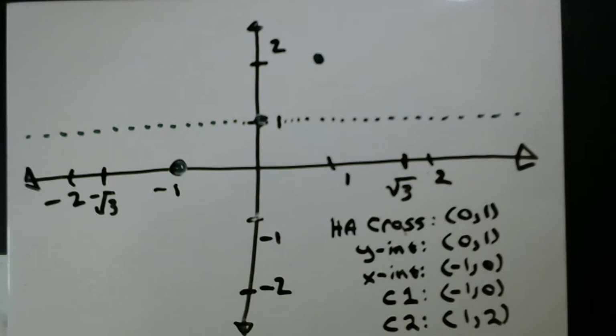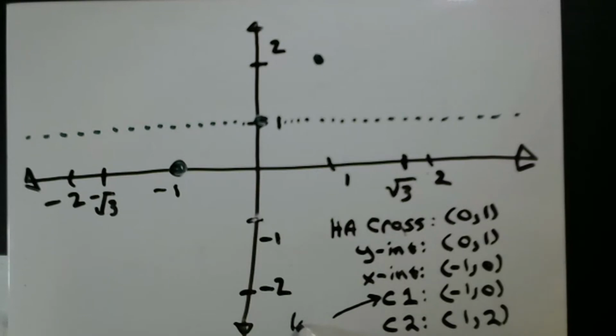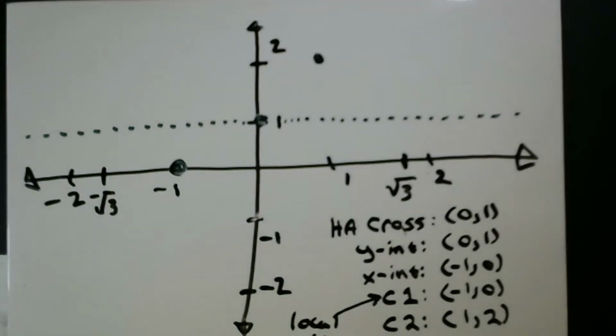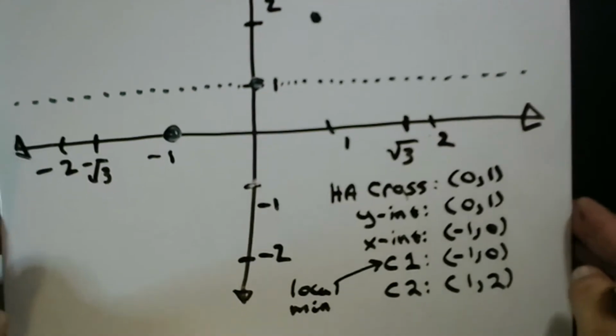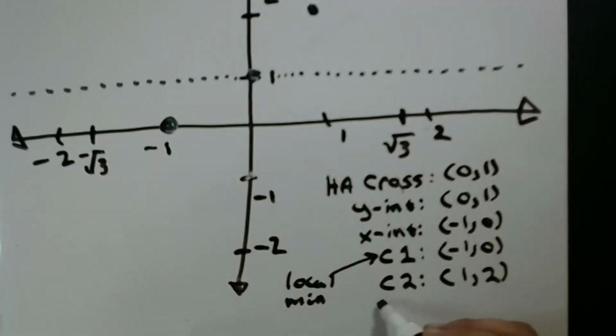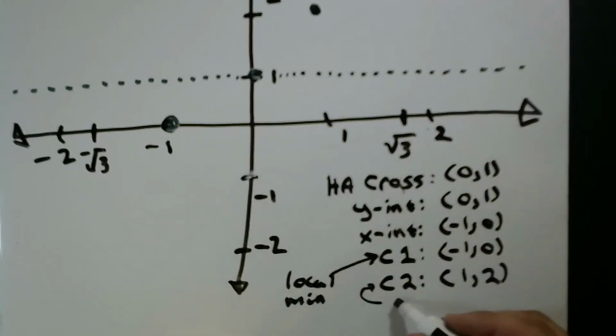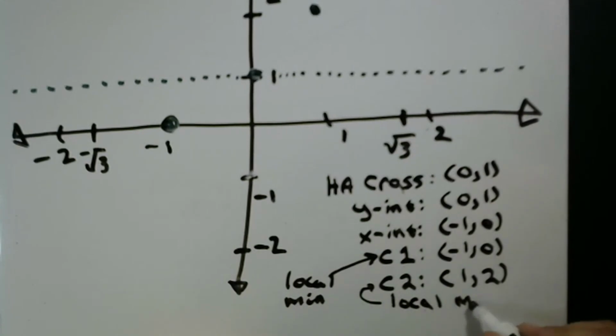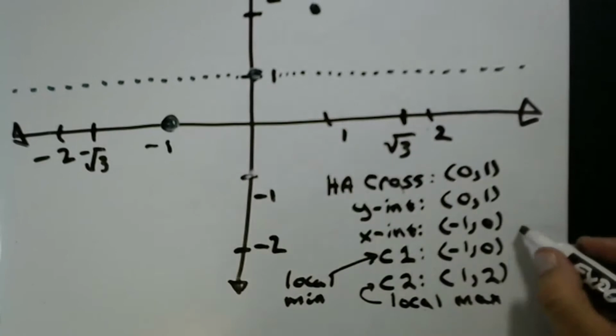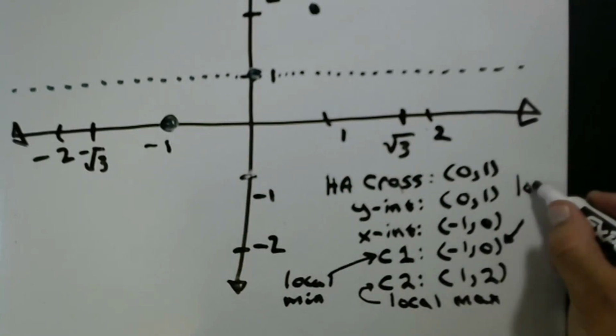Now, what we learned about C1, whether we learned it from concavity with the second derivative test, or using the first derivative test, is that this is a local minimum. And then C2, again, using the first derivative test or the second derivative test with concavity, this is a local max. Right here, I put it here so it's easier to see.